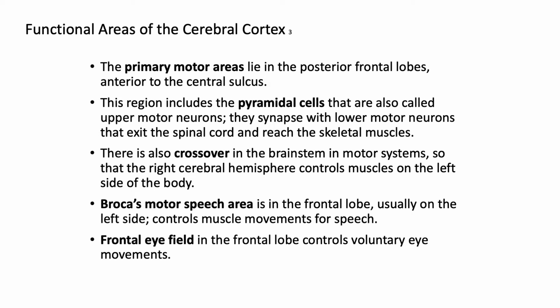So the motor areas are found in the frontal lobe. If you paid attention, I did not mention any sensory area in the frontal lobe. In the frontal lobe, we find 3 motor areas. First of all, the primary motor area, which is responsible for initiating voluntary skeletal muscle movement. Also, Broca's area is in the frontal lobe. This is responsible for muscle movement of speech. And finally, the frontal eye field is also found in the frontal lobe, and this is responsible for voluntary control of eye movement.